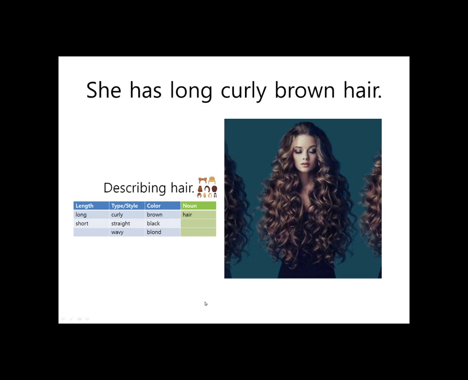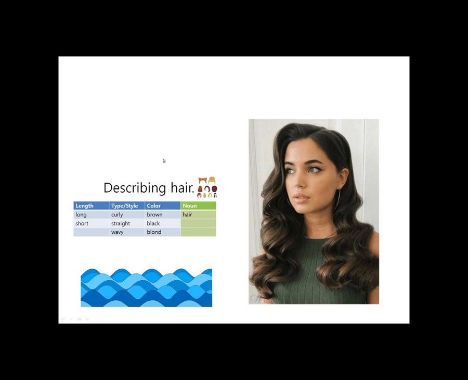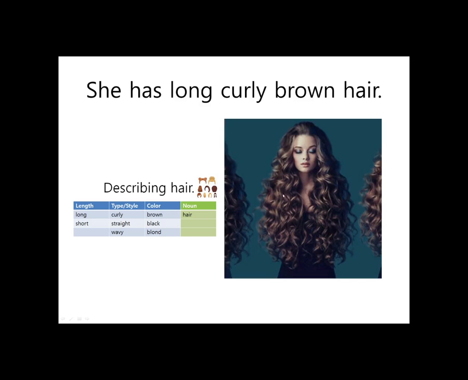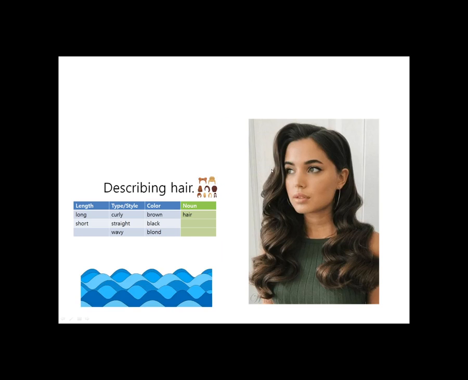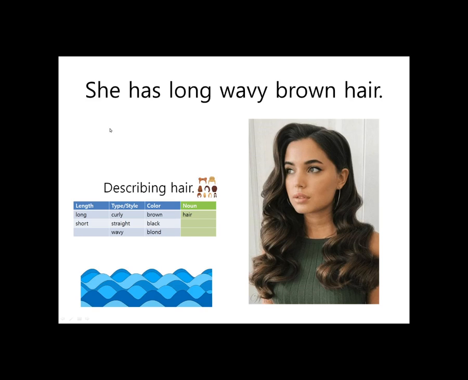Curly is like this. Okay. So she has long, we call this wavy. Okay, so this is curly, and this is wavy. It looks like the ocean waves. So she has long, wavy brown hair.